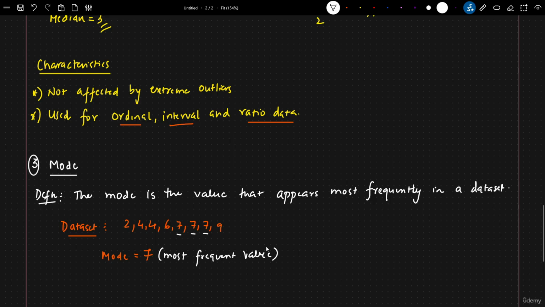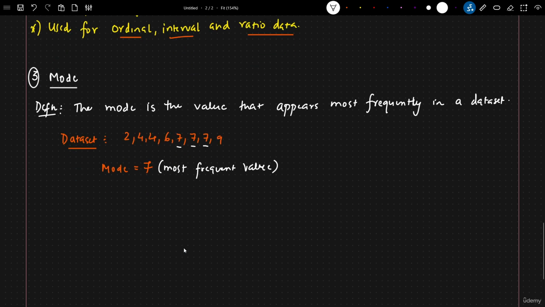Now in a different problem statement, you may have multiple modes. So let's say I take another data set. Let's say I add 3, 5, 5, 6, 6, 8. Now in this case, 2 times 5 is present, 2 times 6 is present. So your mode will be 5, 6. And this is basically called bimodal. So you can have more than one mode.